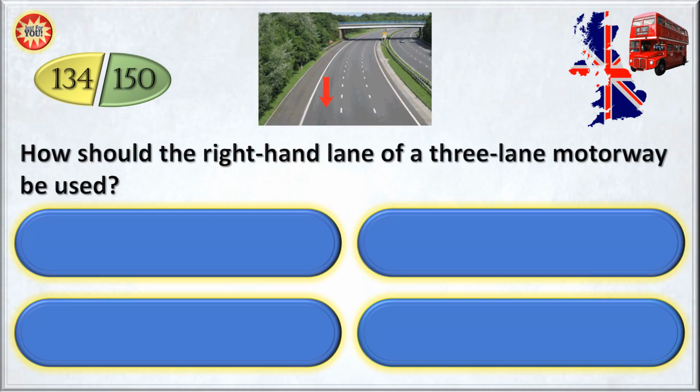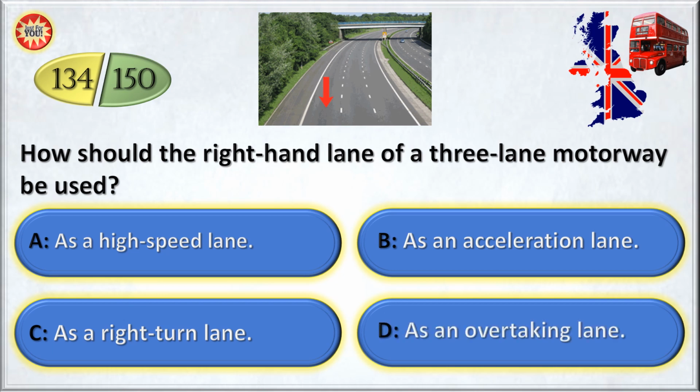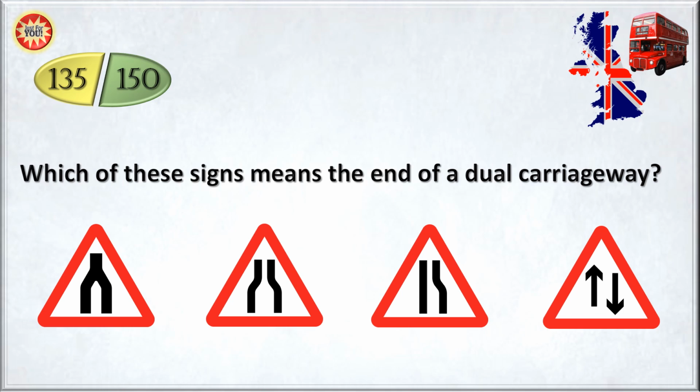How should the right-hand lane of a 3-lane motorway be used? As a high-speed lane, as an acceleration lane, as a right turn lane, as an overtaking lane. As an overtaking lane. Which of these signs means the end of a dual carriageway?